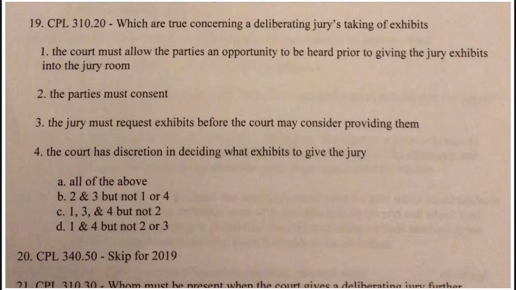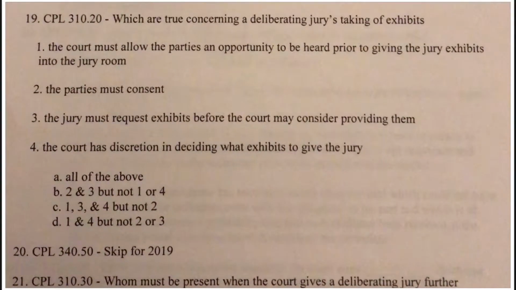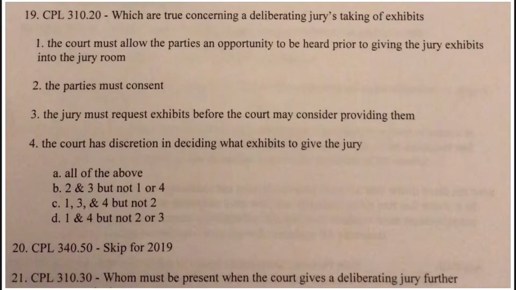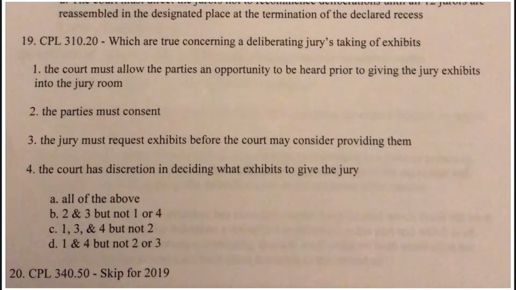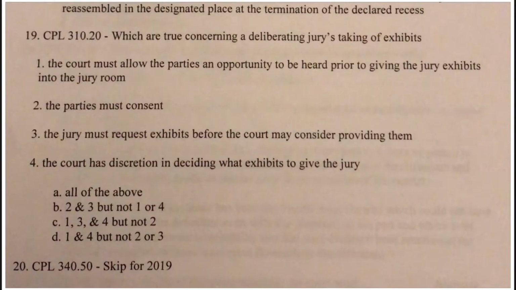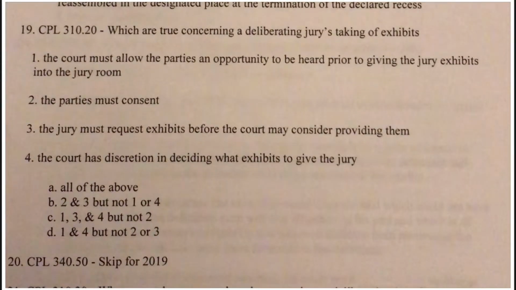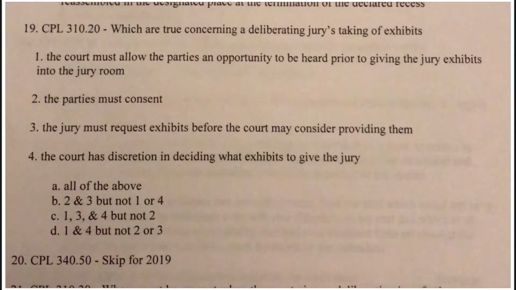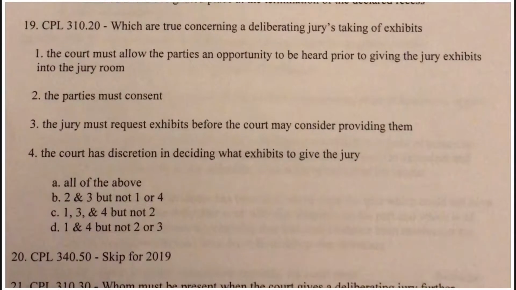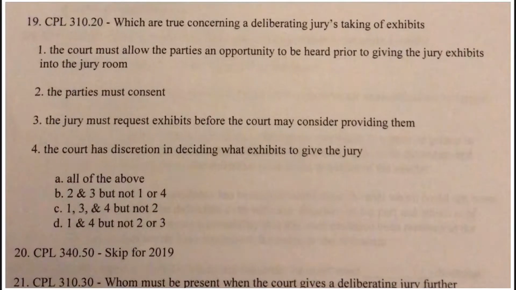19. Which, if any, are true concerning deliberating juries taking of exhibits into the jury room? And the answer here is 1 and 4, but not 2 or 3, so D. The court must allow the parties an opportunity to be heard prior to the giving of exhibits. That's true. And the court has discretion in deciding what exhibits to give the jury. So maybe we're not going to give the jury the gun. The jury does not have to request the exhibits, and the parties do not have to consent.